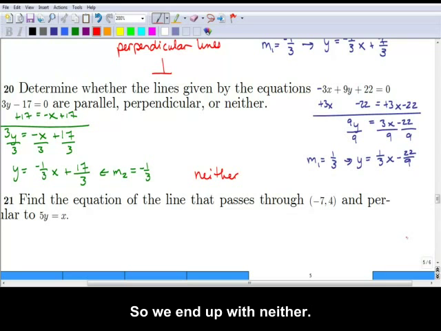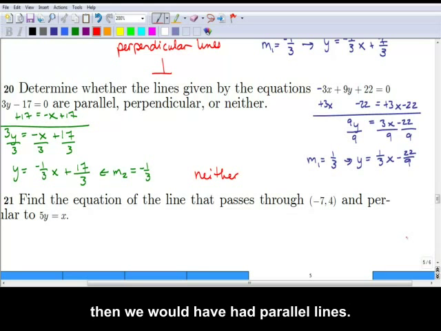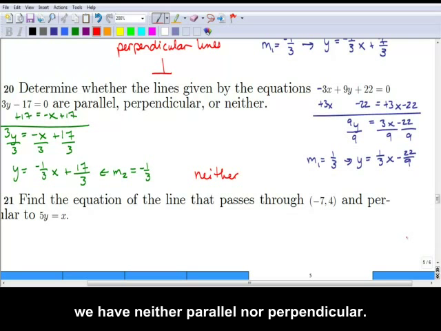So in this case, we end up with neither, because they're not equal and they're not negative reciprocals. If both of them had been positive or negative, then we would have had parallel lines. But in this case, since one is negative and one is positive, we have neither parallel nor perpendicular.